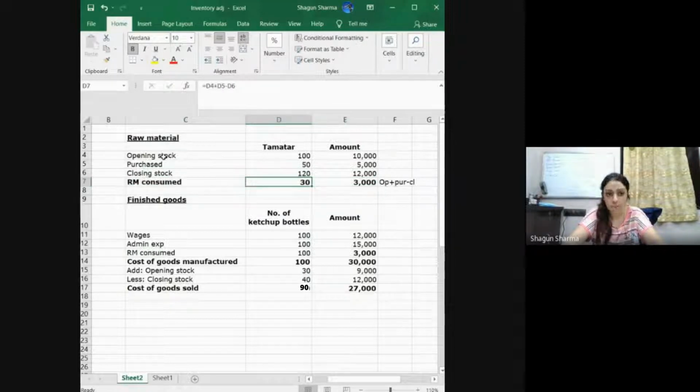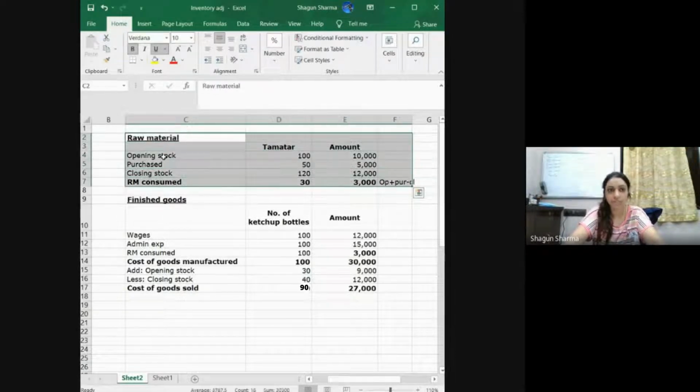Okay, so the formula is simple. We took the opening stock, which was 100 tomatoes, we added the 50 tomatoes that were purchased, we subtracted the closing stock because that was not used this year, and we arrived at 30. So the formula for raw material consumed becomes opening plus purchases less closing. You don't want to remember this logic and do these steps. It's perfectly okay to blindly rely on this formula. Opening plus purchases less closing. All right, so that concludes the bit about my raw material inventory.